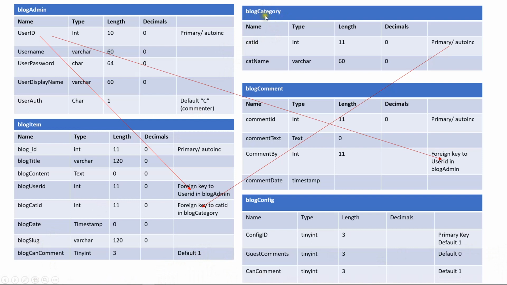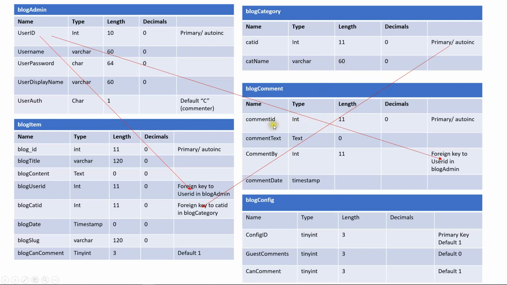Category table, blog category, fairly straightforward. We've got a category ID, which is an integer, auto-incrementing, and it'll be our primary key, and then the category name as a varchar. I've given it 60 characters. Fairly straightforward that. Obviously, no blog is complete without comments.